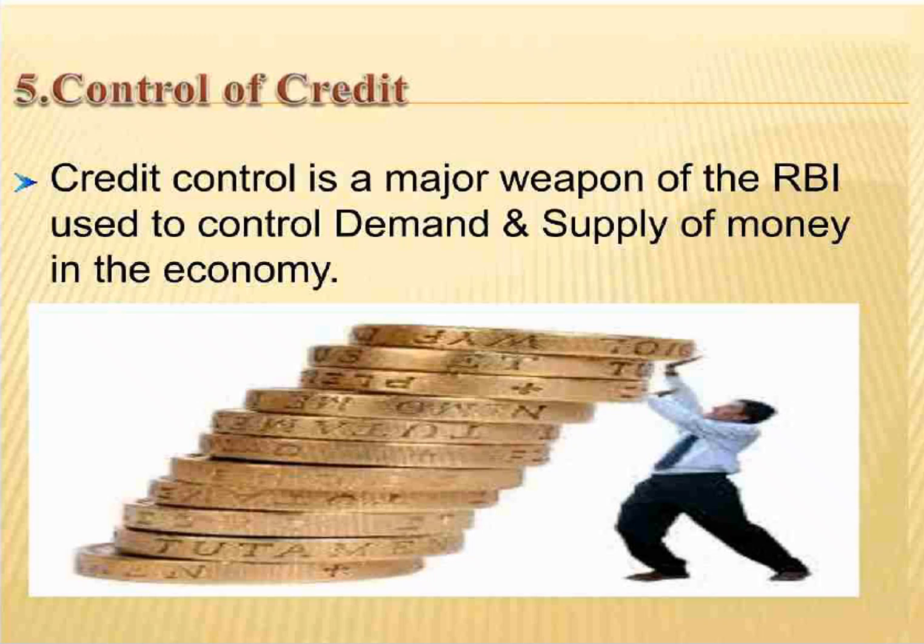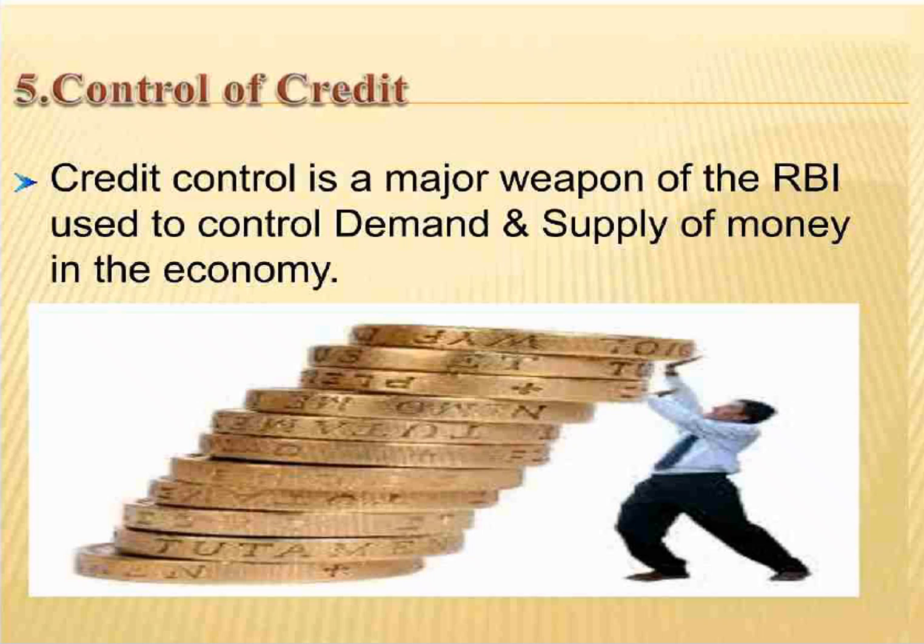Control of credit is also one of the important functions of RBI. It refers to the regulation of the flow of credit and money in the economy to maintain price stability and economic growth. By controlling credit, the RBI aims to curb inflation during periods of excessive money supply and to encourage borrowing and investment during periods of low economic activity.